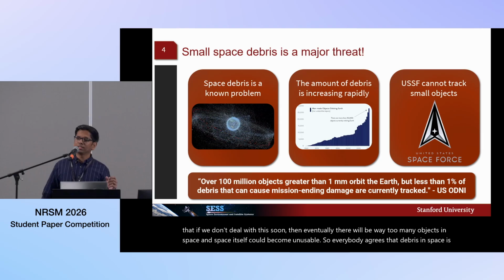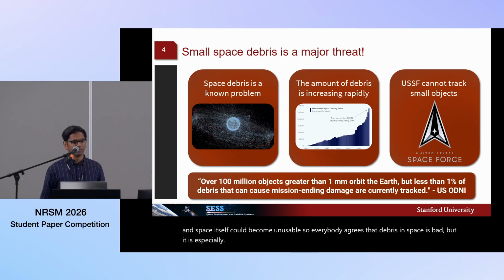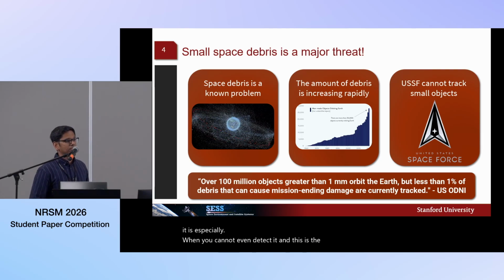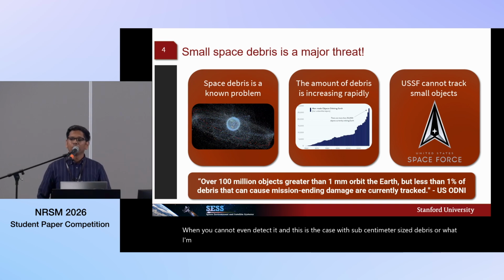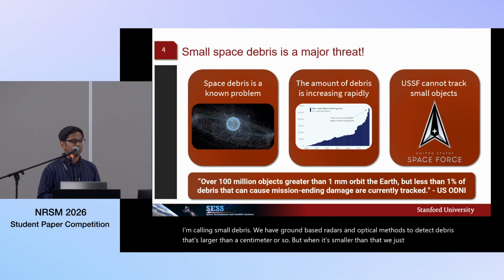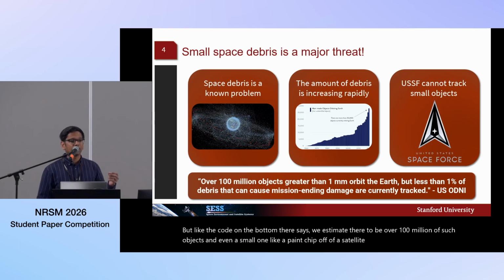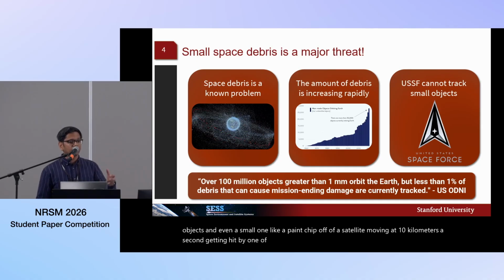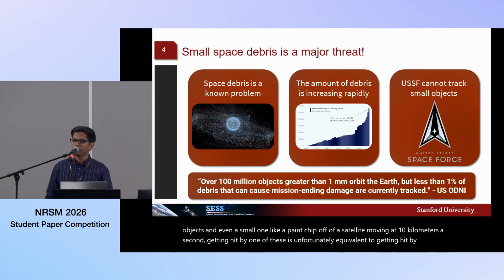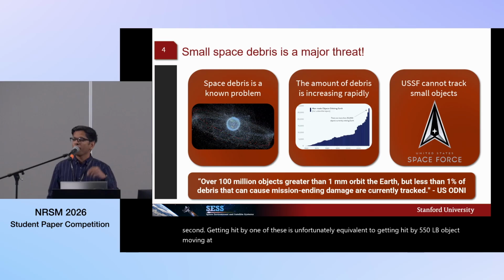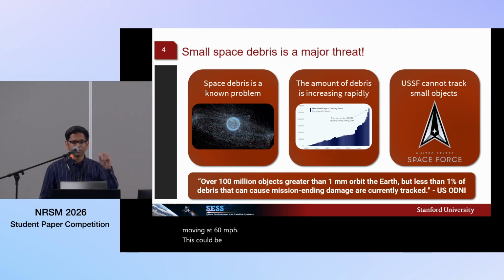But it is especially dangerous when you cannot even detect it. And this is the case with sub-centimeter-sized debris, or what I'm calling small debris. We have ground-based radars and optical methods to detect debris that's larger than a centimeter or so, but when it's smaller than that, we just can't see them. But like the quote on the bottom there says, we estimate there to be over 100 million of such objects, and even a small one like a paint chip off of a satellite moving at 10 kilometers a second, getting hit by one of these is unfortunately equivalent to getting hit by a 550-pound object moving at 60 miles per hour. This could be fatal to your multi-million-dollar spacecraft.